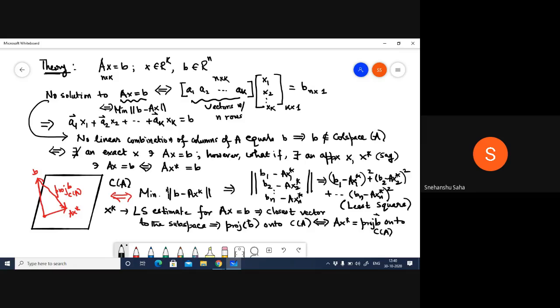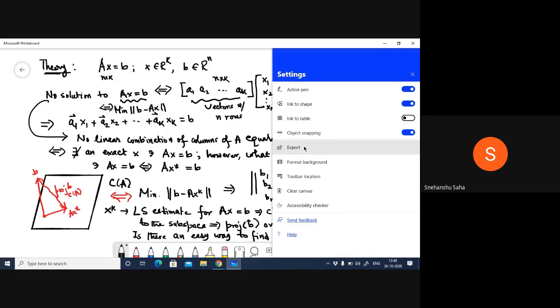So now the question is, is there an easy way to find this X star? Here all your concepts of linear algebra will come into play. Is there an easy way to find X star? We'll see that in the next piece of work.